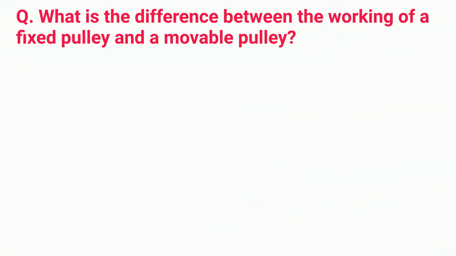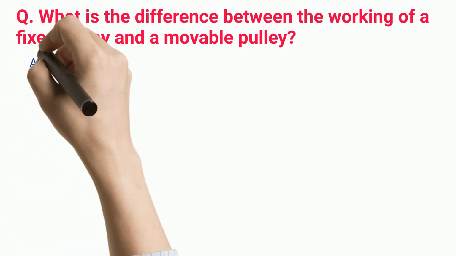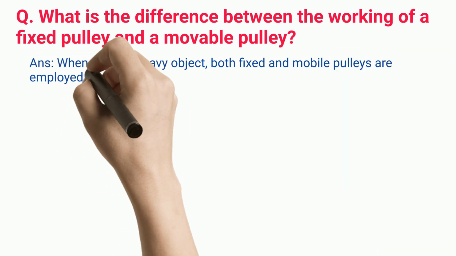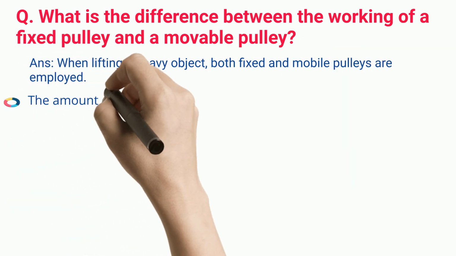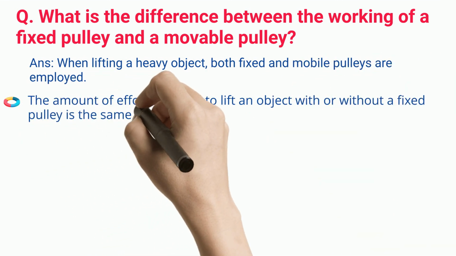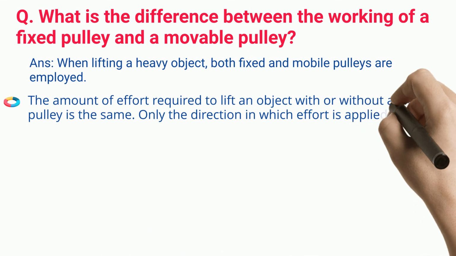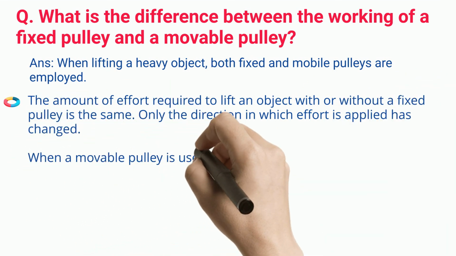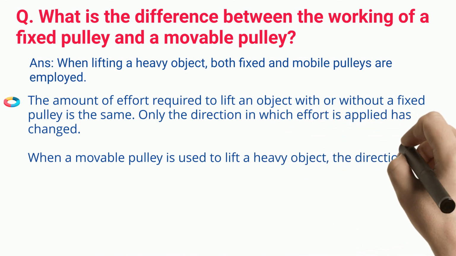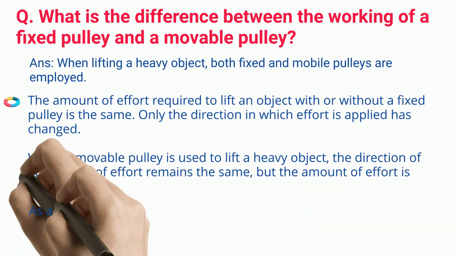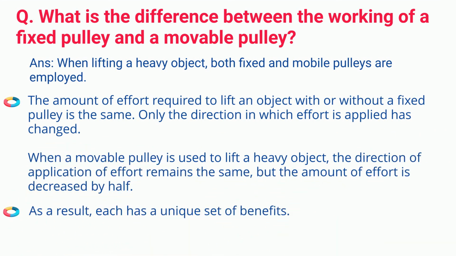Q. What is the difference between the working of a fixed pulley and a movable pulley? When lifting a heavy object, both fixed and movable pulleys are employed. The amount of effort required to lift an object with or without a fixed pulley is the same. Only the direction in which effort is applied has changed. When a movable pulley is used to lift a heavy object, the direction of application of effort remains the same, but the amount of effort is decreased by half. As a result, each has a unique set of benefits.